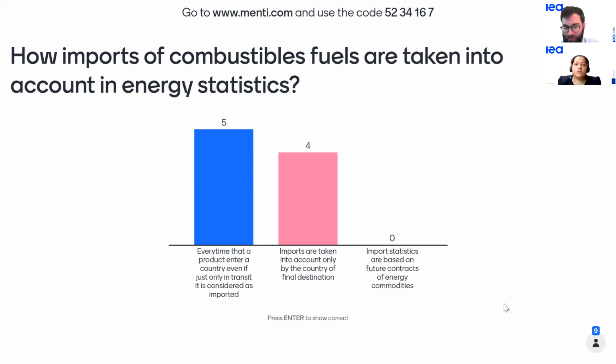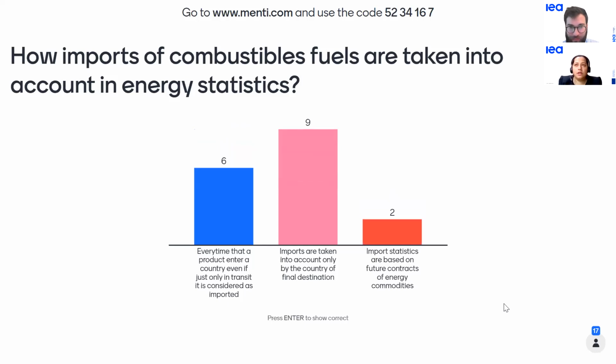All these notions we will look at in the presentation. We will look into details how to report imports and exports of products. But here we just wanted to check if you already knew a bit about what to take into account and what not to include in the energy statistics. So think again, do you include all the imports every time a product enters a country, even if it's just for transit? Or do you take only the amount of imports by country of final destination?